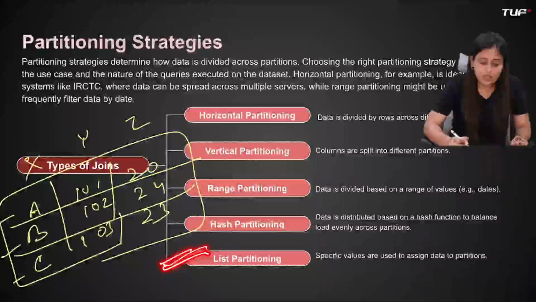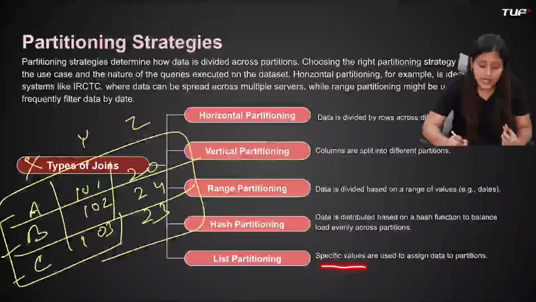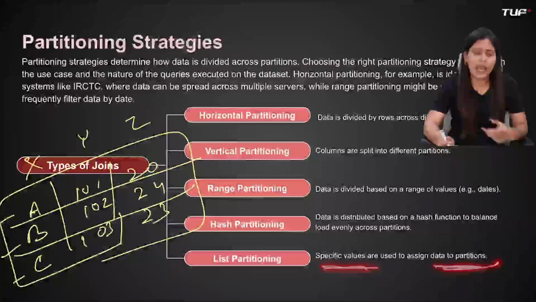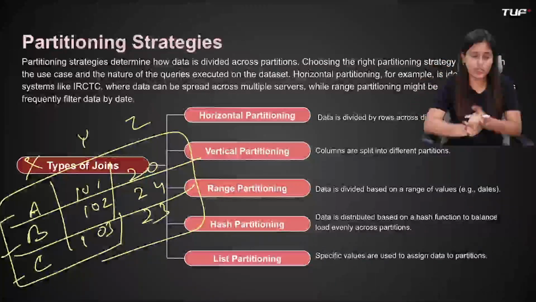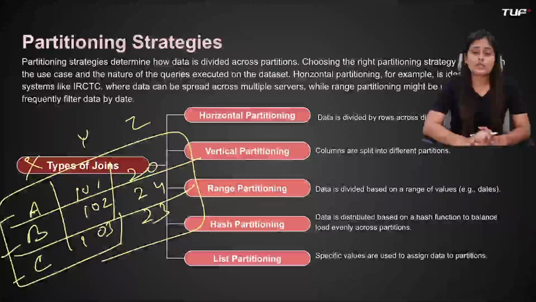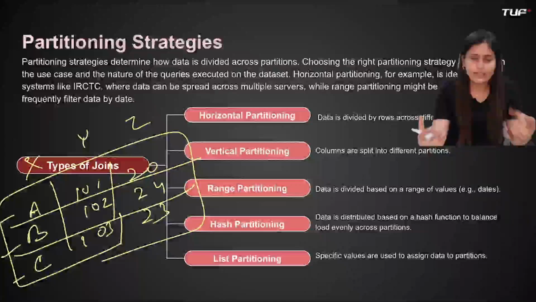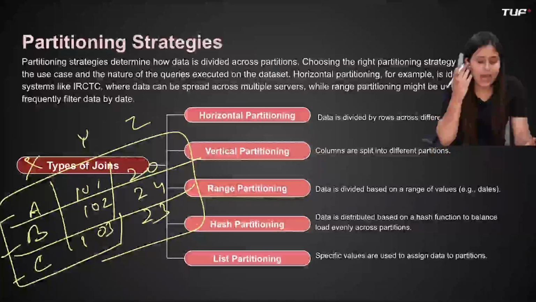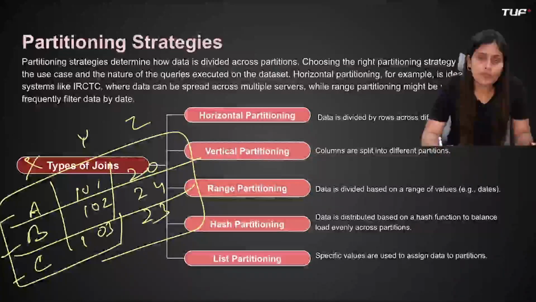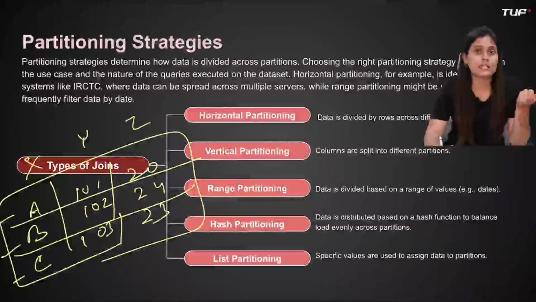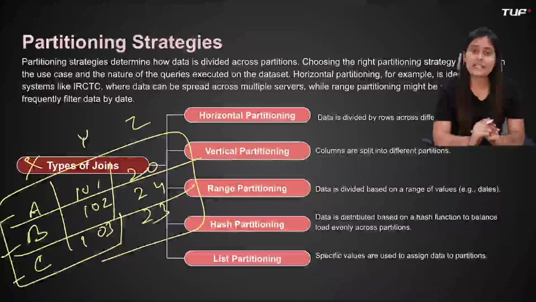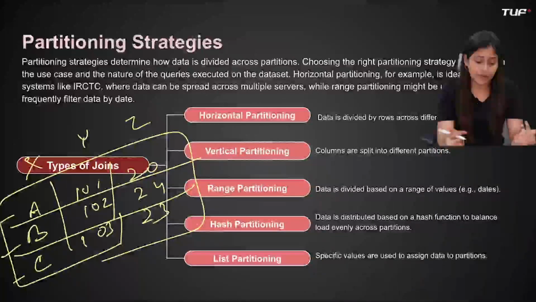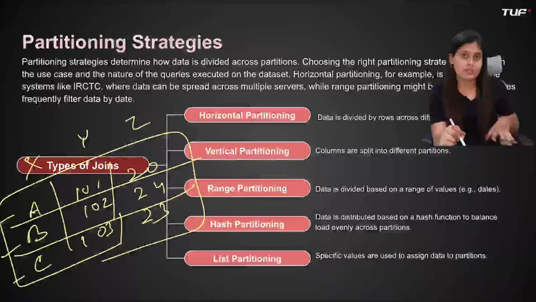Next is list partitioning. List partitioning is similar to horizontal partitioning, but here we check some specific values and then assign the partition accordingly. Let's suppose we take the example of IRCTC itself. In train, we have a deluxe train, a premium train and a normal general train. If you have kept all the bookings in the same database and you want to search for a booking which has been done for a general train, you end up searching the entire database, right?